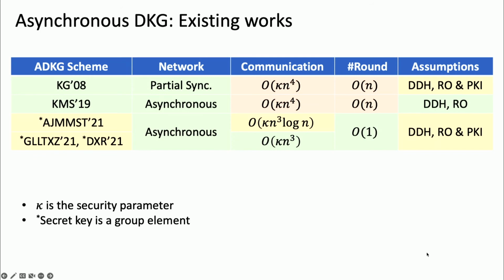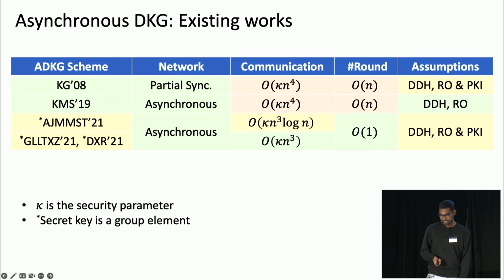So what are the existing works? There is distributed key generation in partial synchrony and asynchronous networks. The partially synchronous one was by Kate and Goldberg, and they have a communication cost of kappa n to the 4. Kappa here is the security parameter; you can think of it as the size of a single group element or the output of a hash function. And there are asynchronous works done very recently by a bunch of authors. They can achieve kappa n cubed communication cost, but with a caveat that the secret key is a group element. In many threshold cryptography applications, we want the secret key to be a field element so that it is compatible with, let's say, threshold ECDSA, Schnorr, or BLS threshold signatures.